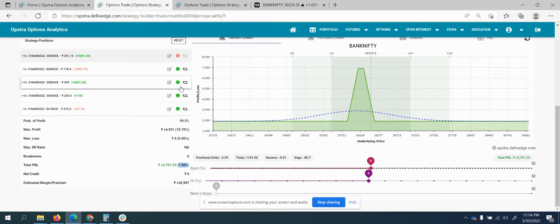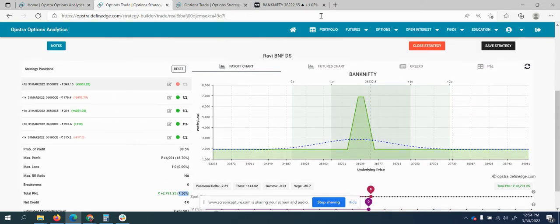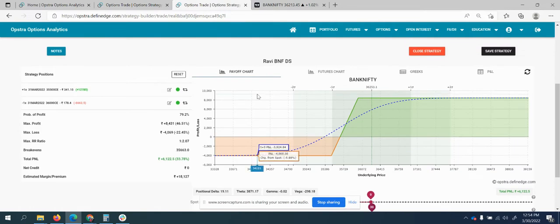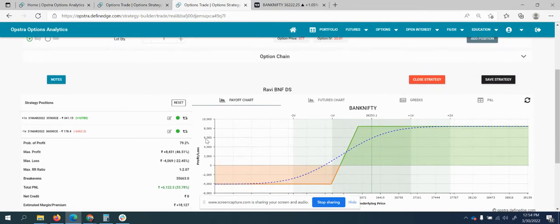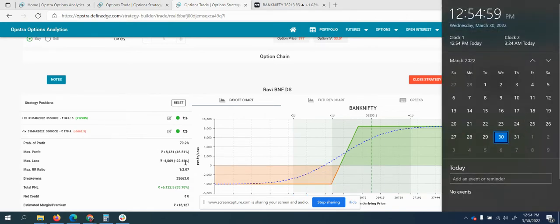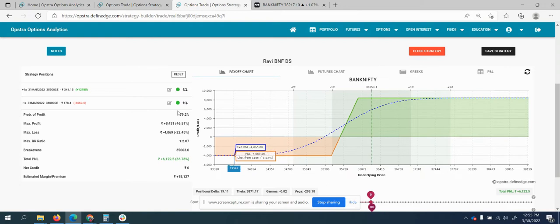All right, so let me show you how the trade started. I've just opened a new tab. On the 25th, last Friday, I started a debit spread. This was my original trade. The debit spread is something like I bought 35,500 CE and 36,000, with a risk to reward of almost 1:2. The capital deployed was only 18,000, which has a potential of 8,000 as profit and 4,000 as loss.